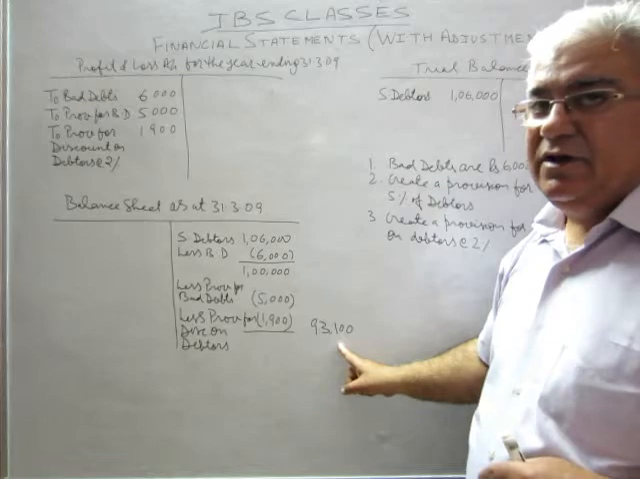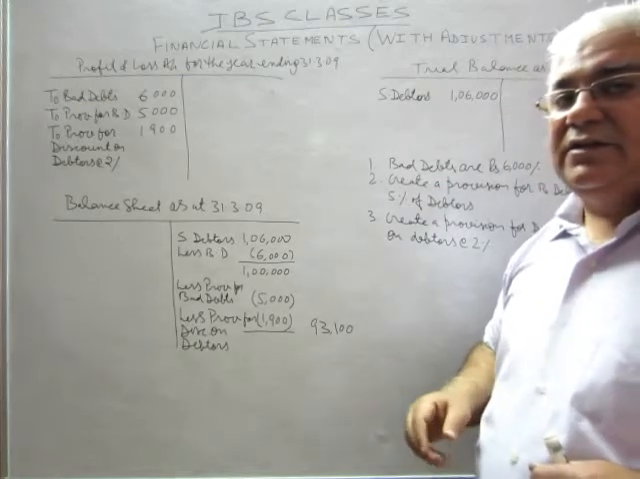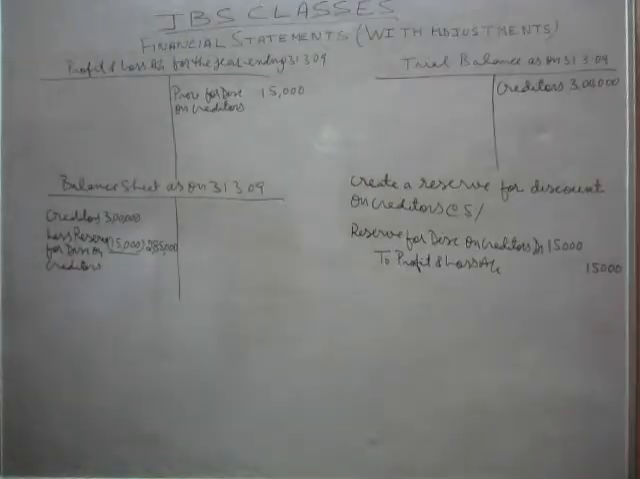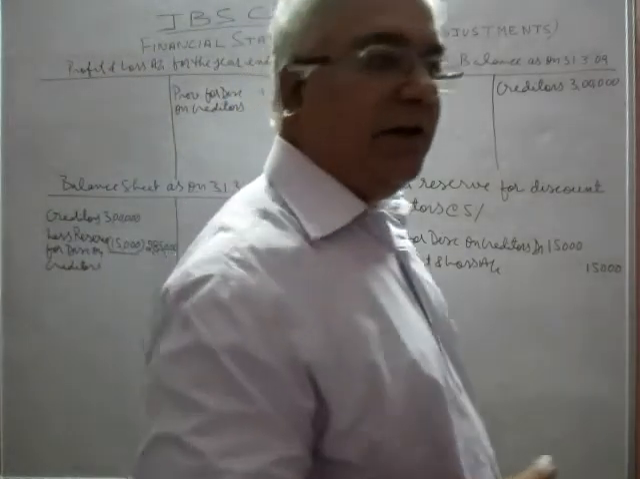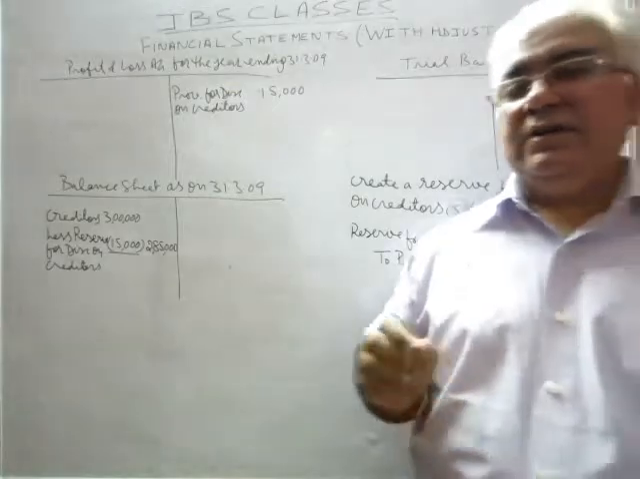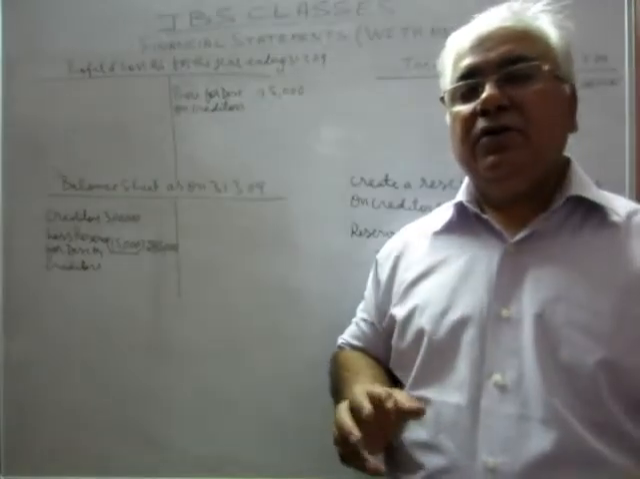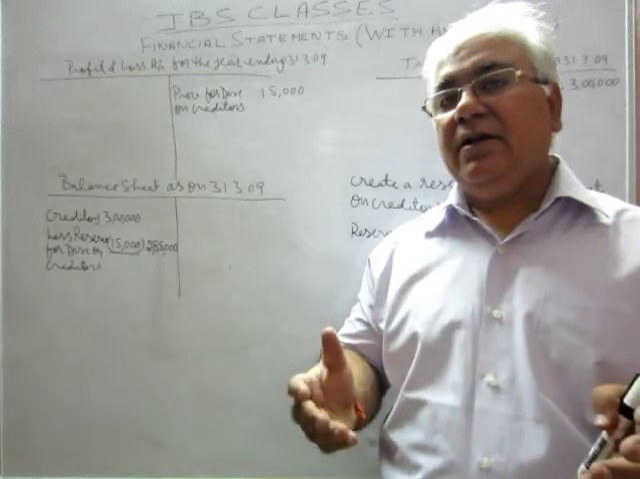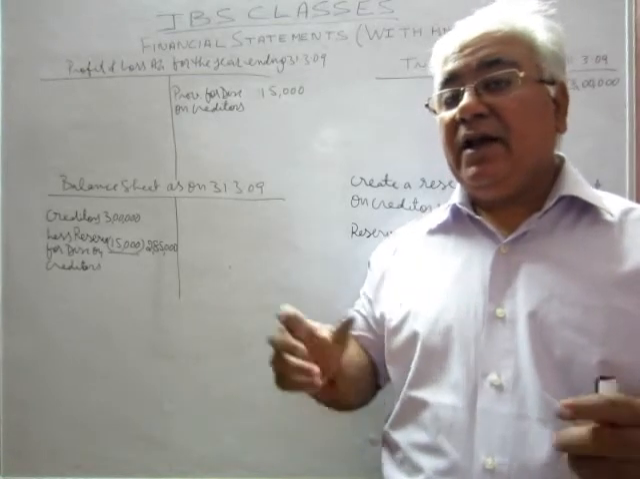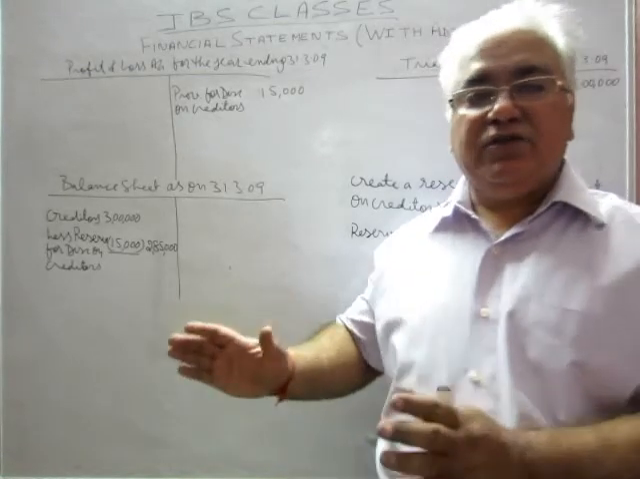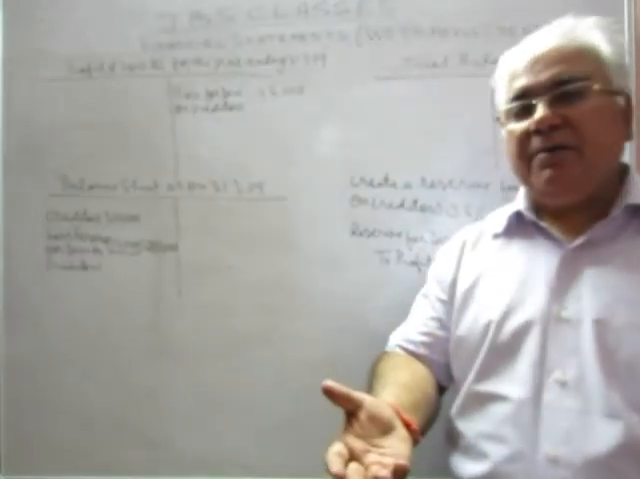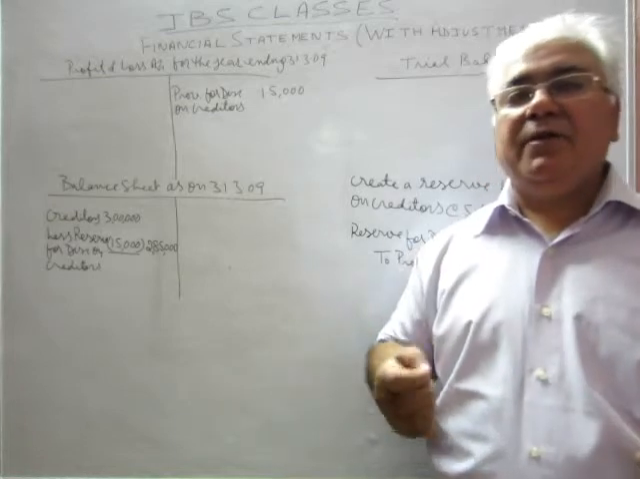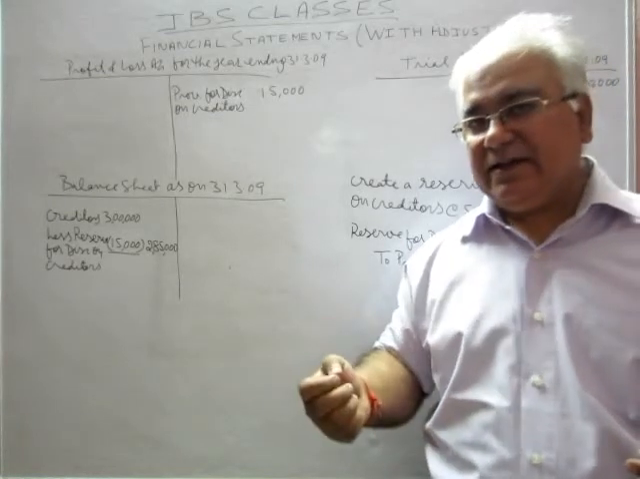balance sheet. Now we will discuss reserve for discount on creditors. You know, if we have bought goods this year and created creditors, but at the end of this year they are still outstanding, that means we have not made payment to them. If we make payment to them next year, definitely we will be availing of discount next year.